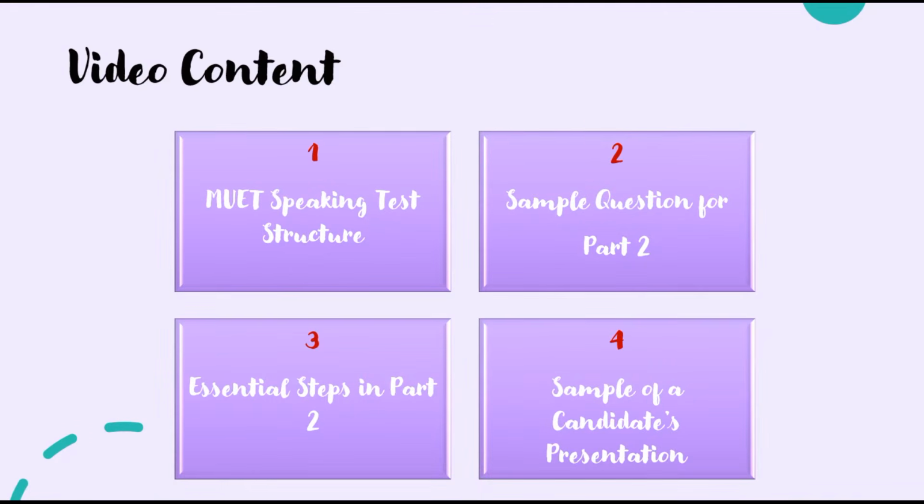Let's first of all look at the video content. This video is made up of 4 parts. Firstly, we're going to look at the MUET Speaking test structure. Secondly, we're going to look at the sample question for Part 2. Thirdly, will be the essential steps to take in MUET Speaking Part 2. And the last part, we will go through a candidate's sample answer.